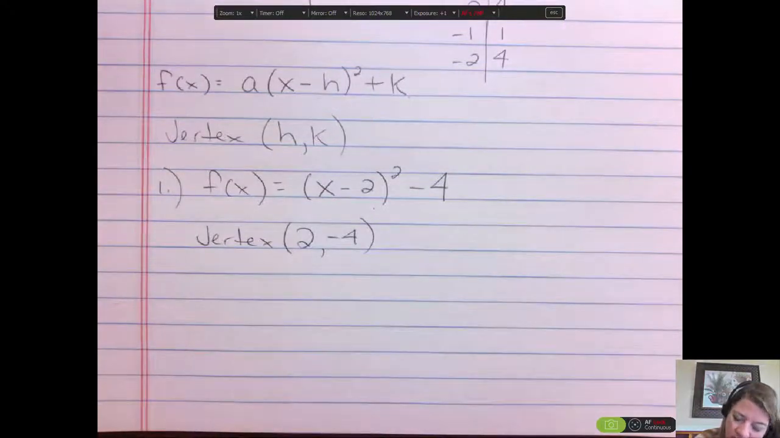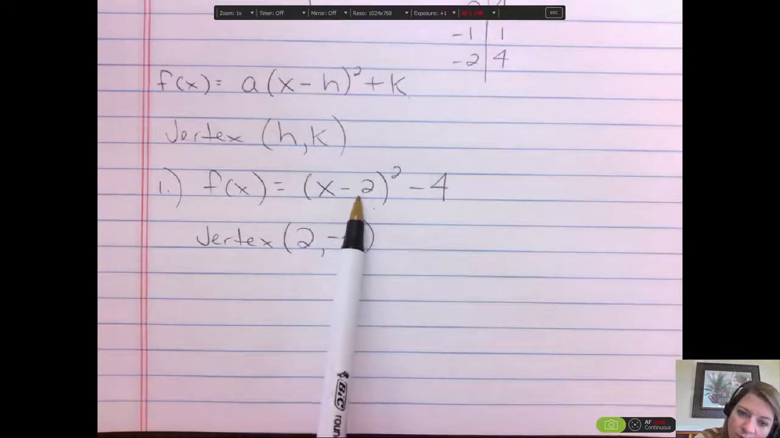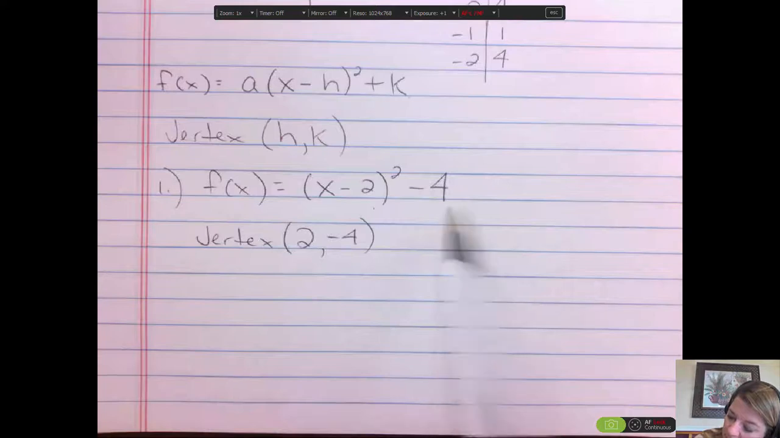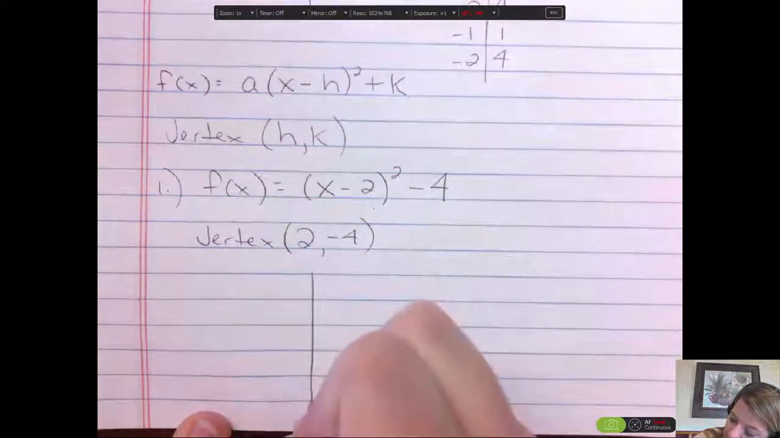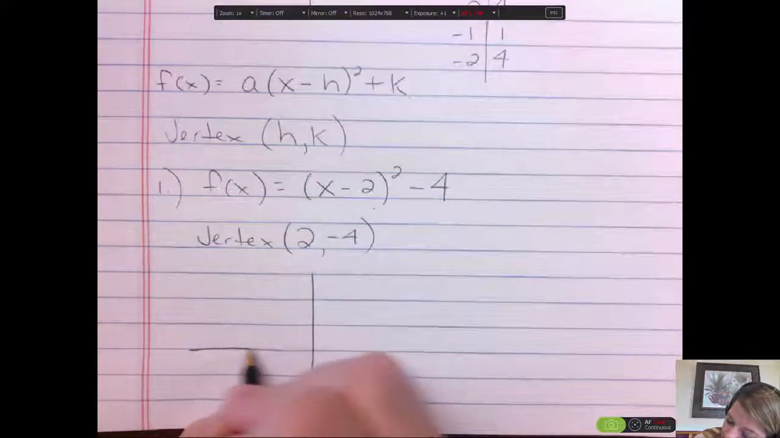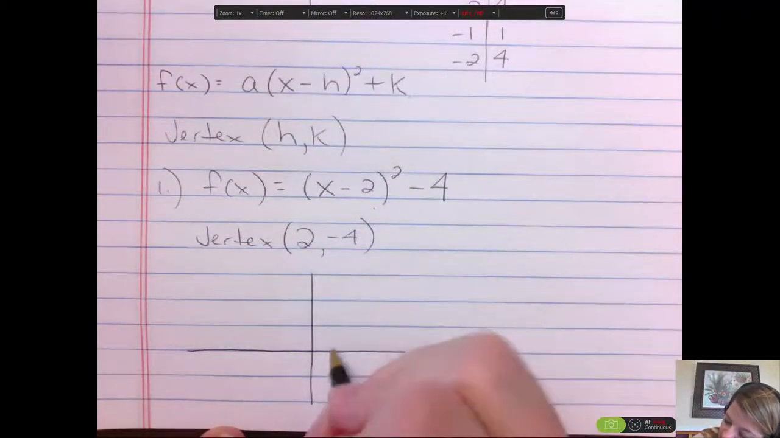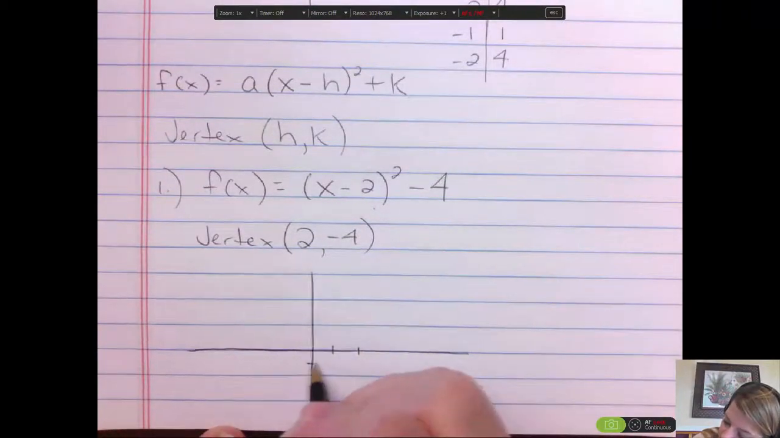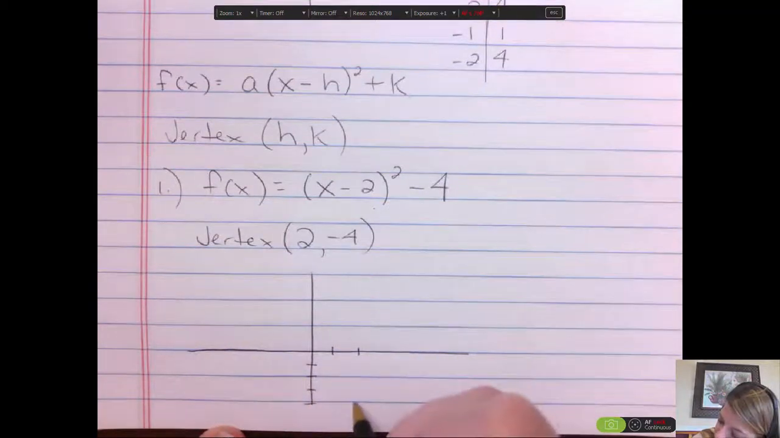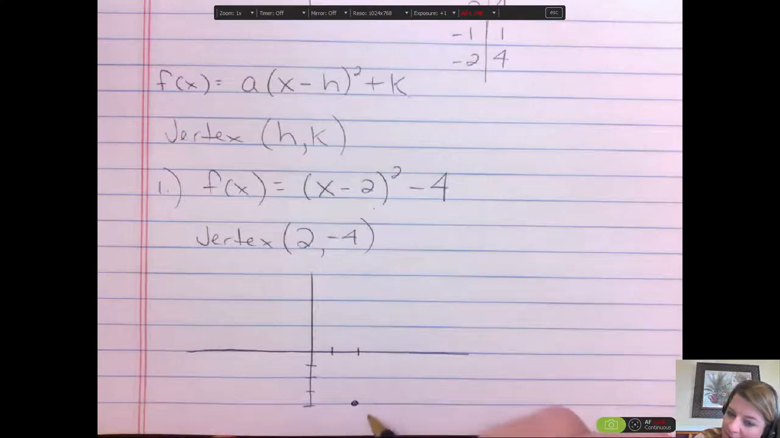So if you're asked for the vertex, again, this number is going to move you right and left. This number will move you up, down. So let's look at what we've done. So the vertex is now at 2, -4. So here's 2, -4, but we don't really know any other numbers.